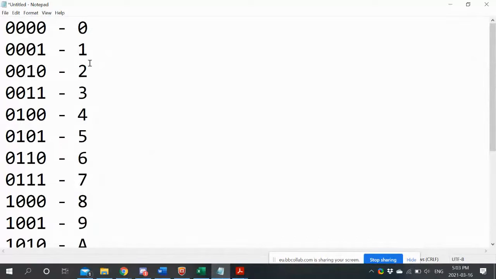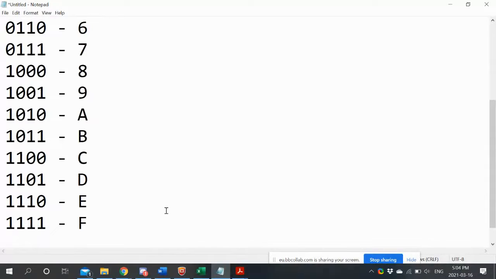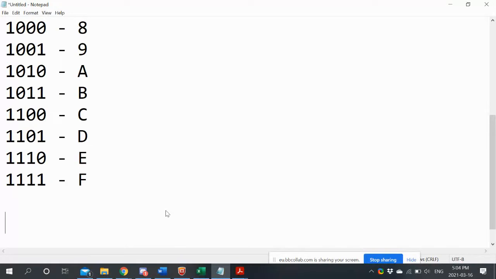And this will let you do binary to hexadecimal or octal conversion ridiculously easily. So let's just use this table. So if you can write that table out, you're good as gold.